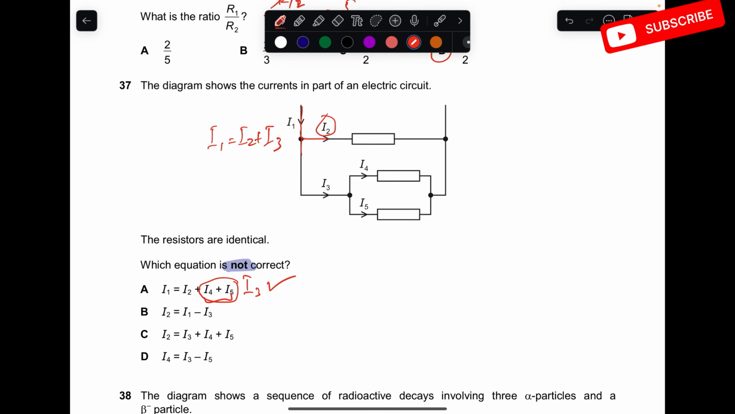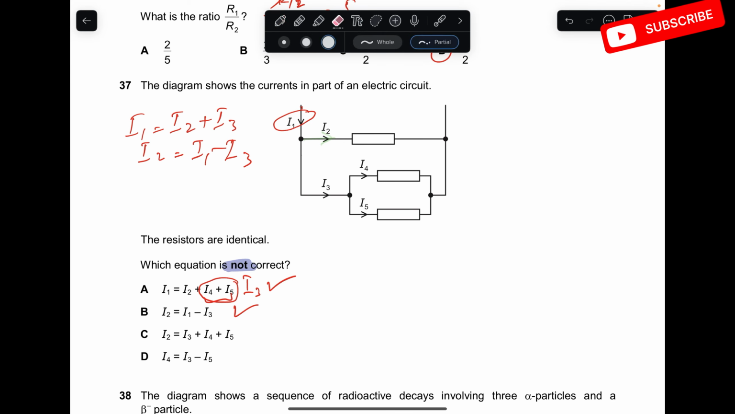Option B: I2 is equal to I1 minus I3. This is the total current. As we know, I1 is I2 plus I3, so I2 can be written as I1 minus I3. That is also correct. We have to choose incorrect. In option C, I2 is equal to I3 plus I4 plus I5. No, that is incorrect. So C is the option.